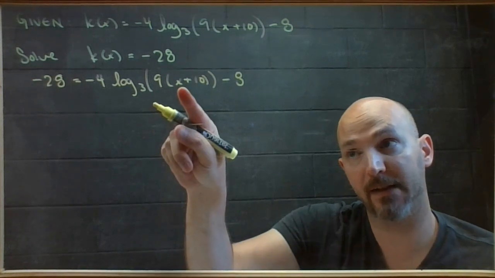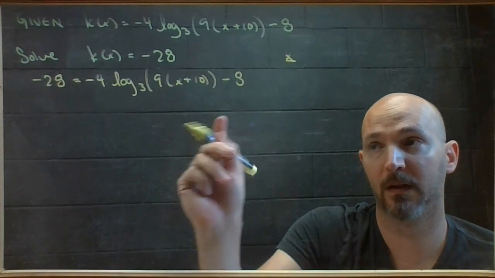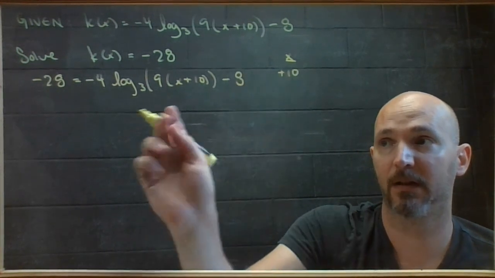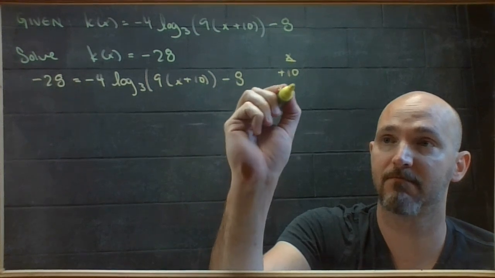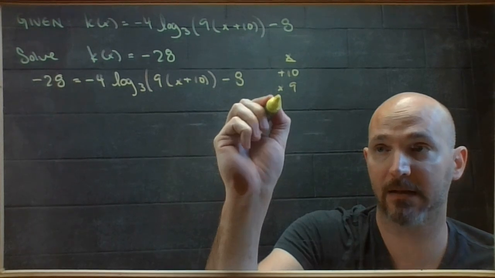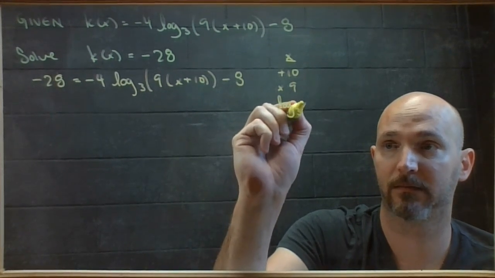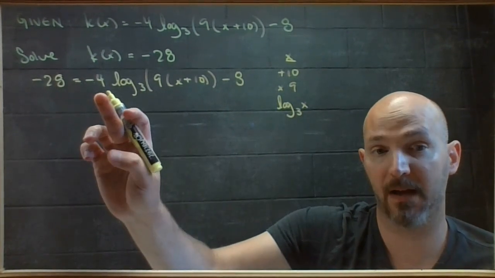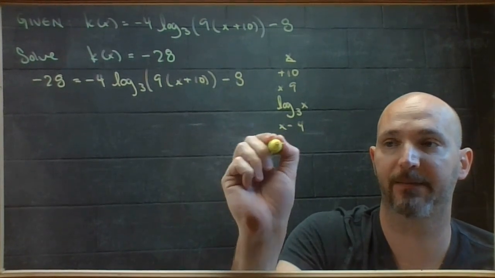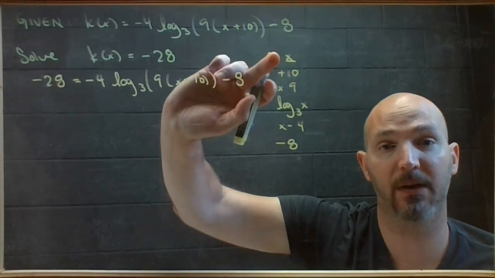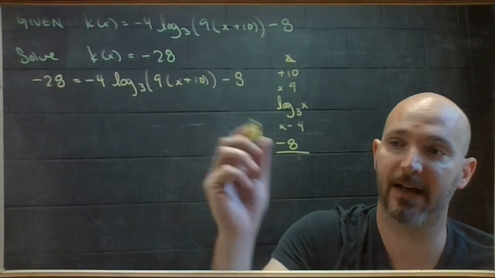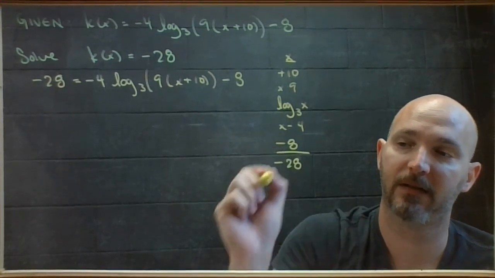And if you find your x there, order of operations says add 10, then multiply by 9. Apply a log base 3, however you do that. Multiply by -4, and then subtract 8. And whatever number I put in there, if I let all those steps work on it, I'm allegedly getting -28 as my solution.